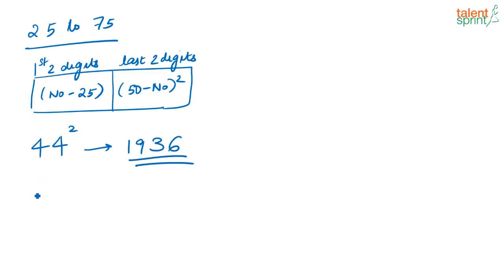Similarly, let us take another number, 54. Now I want to find out what is 54 squared. Now the first two digits are what? The number minus 25, that is 54 minus 25, will form the first two digits.